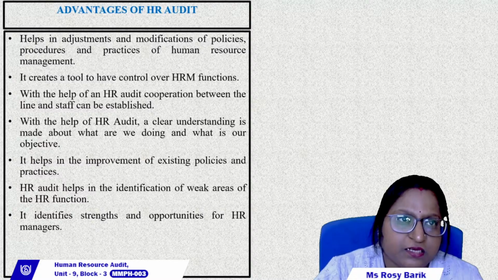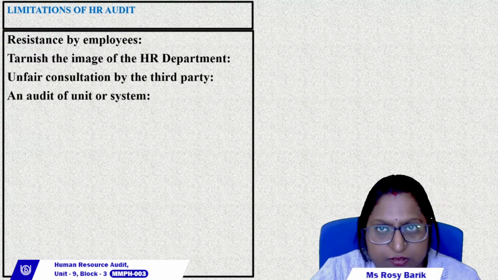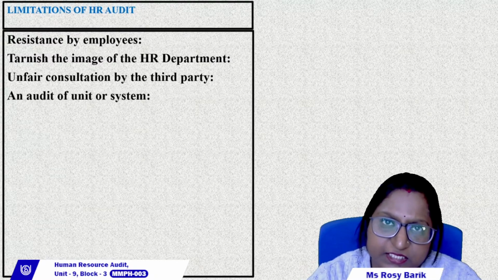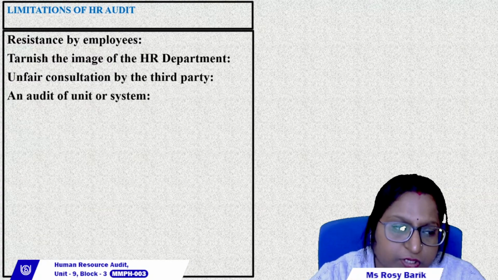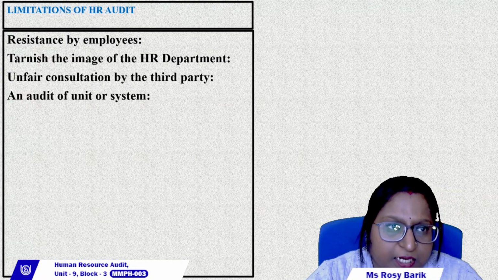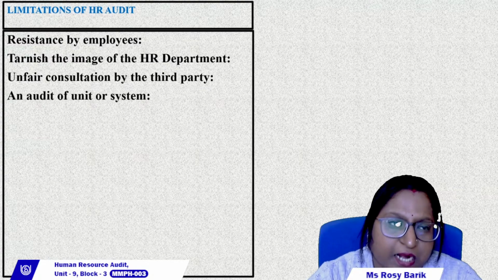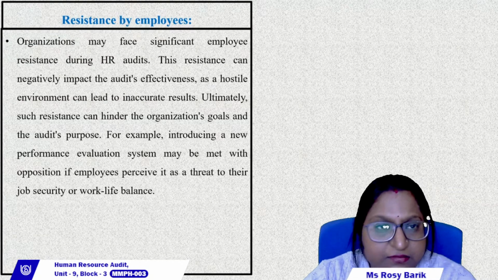Now we'll be discussing the last part about HR audit, the limitations of HR audit. As we have already discussed, there are various types of advantages of HR audit. With that, it also has various limitations or disadvantages: resistance by the employees, tarnishing the image of the HR department, unfair cultural consultation by the third party, and an audit of unit or system. We have left only this part.